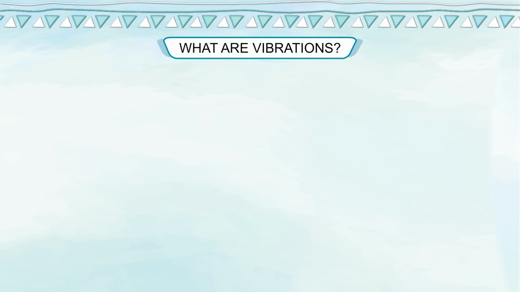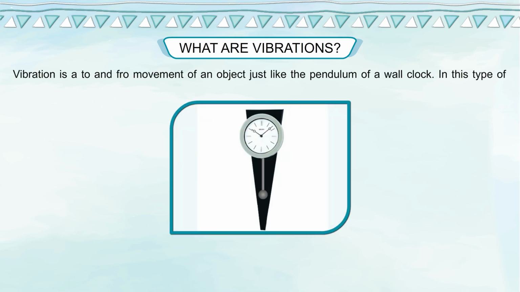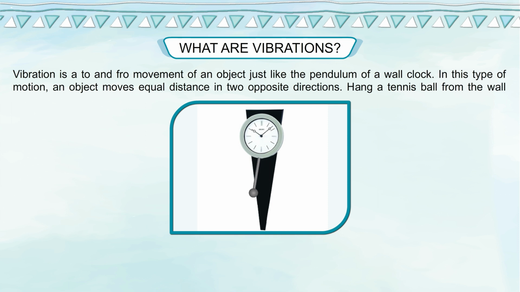What are vibrations? Vibration is a to and fro movement of an object, just like the pendulum of a wall clock. In this type of motion, an object moves equal distance in two opposite directions.